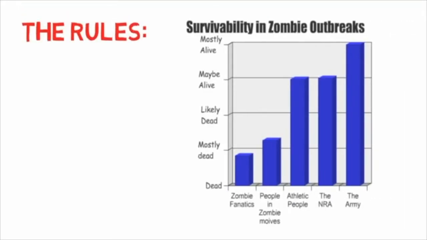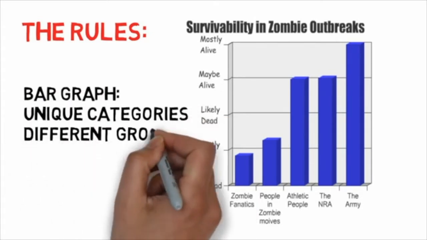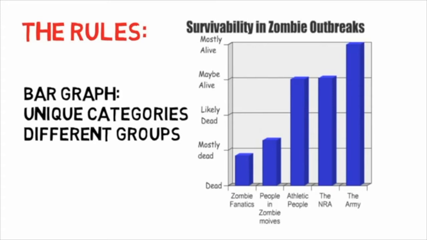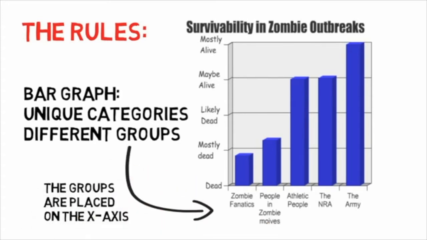First, you have to know the graphing rules. Bar graphs are used to display data with unique categories, trying to show the difference between the groups. Like with this graph, which shows survivability in zombie outbreaks.